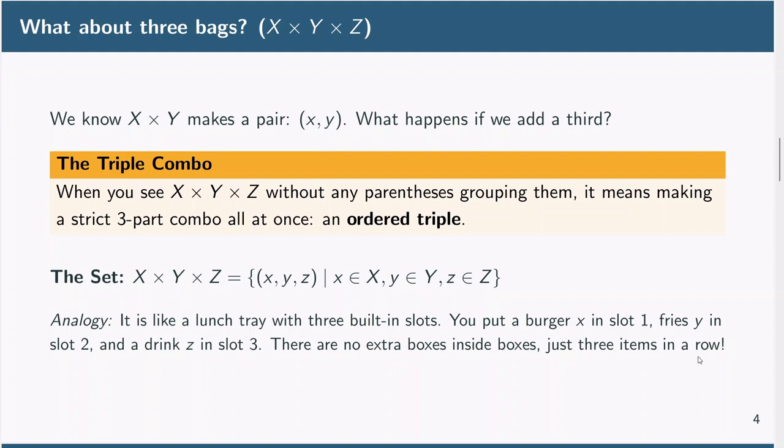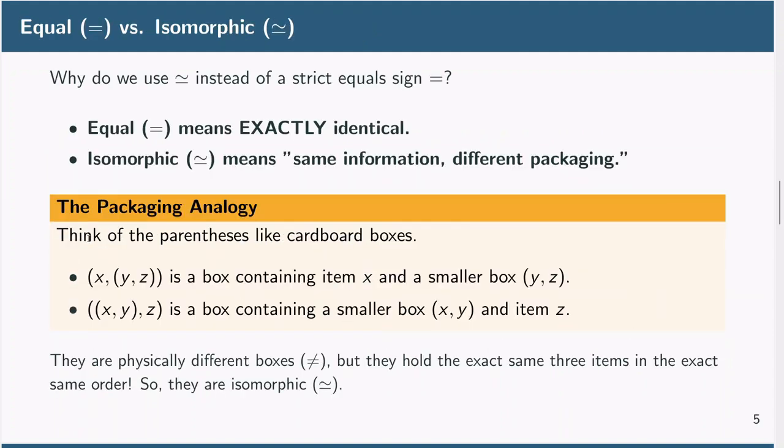Let's take a moment to discuss a very crucial concept, equal versus isomorphic. Why do we sometimes use that wavy equal sign instead of a strict equal sign? Well, equal means 2 things are exactly identical. Isomorphic, on the other hand, means they contain the same information, different packaging.